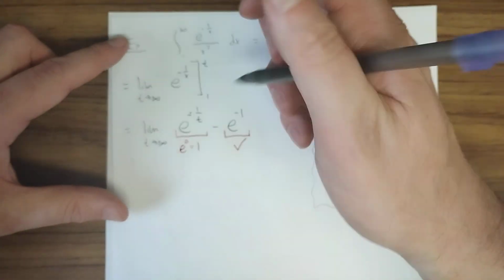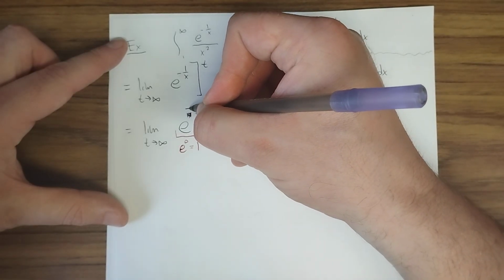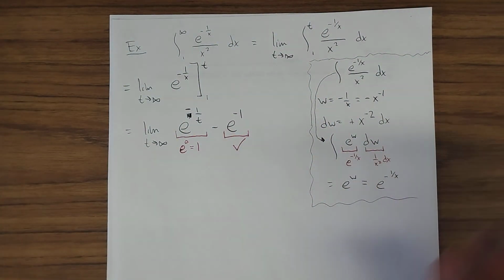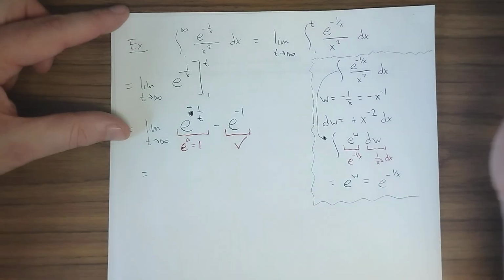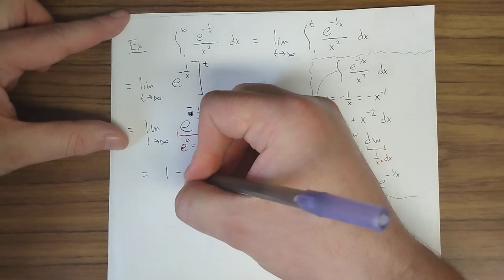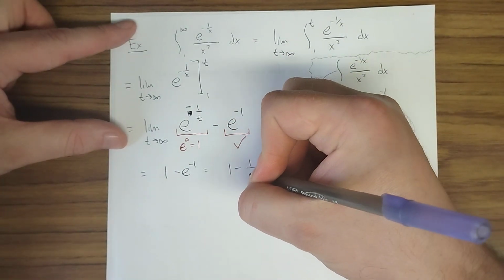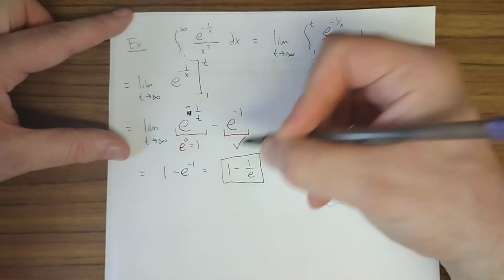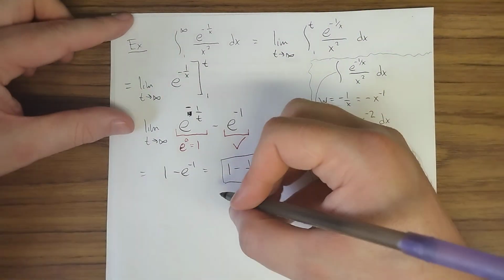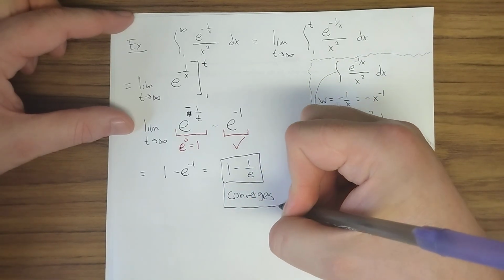Sorry, unfortunately I made a little smudge here. Let me fix it. That was a negative sign. Anyway, we're good. So if I want to write 1 minus 1 over e, that's fine. I would take either of these as an answer. Oh, and it converges because we got a finite answer.